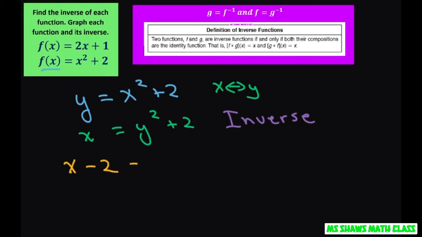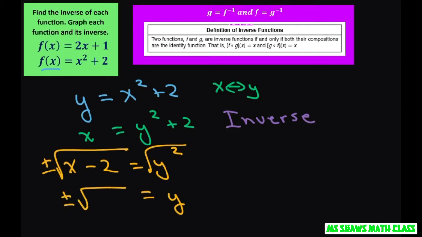x minus 2 equals y squared. Square root both sides. Don't forget to put your plus and minus. So y equals plus minus square root of x minus 2. And you put this in the calculator now that you solved for y. So now let's graph the first one and the second one.